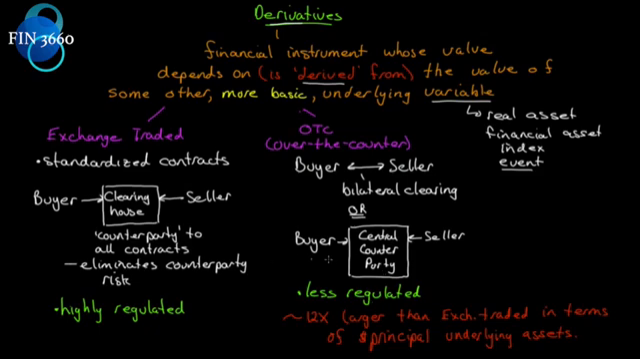Dollar value wise, the over-the-counter market is roughly about 12 times larger than the exchange traded market in terms of the principal dollars underlying the assets. That's all it is, in terms of the principal dollars underlying the assets. If we look at the value of the contracts itself, the exchange traded actually is larger. If we look at just the market value of the financial instruments, so if we had to settle up everything, just the dollar value of them, the exchange traded is larger. But the dollars underlying the assets in the over-the-counter market are about 12 times larger.